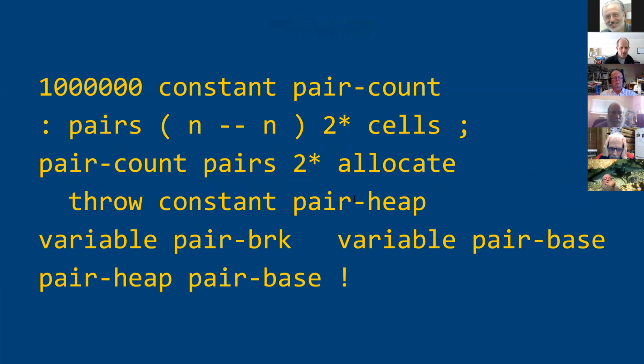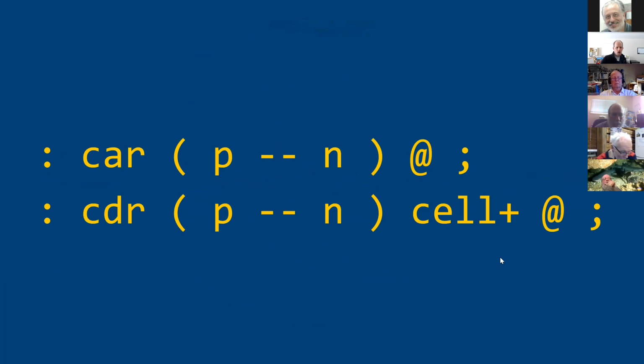You just allocate a bunch of space on the conventional Forth heap. Have a couple of pointers, this pair-break and pair-base, to keep track of where you're at. The base is so that you know which of the two spaces you're in. And then car and cdr are really straightforward, right? You're just two elements. The pair is just a pointer to the element, and you get either the first element or the second element.